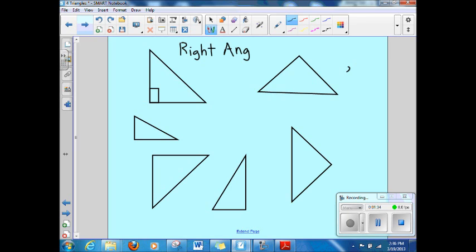Right triangle. Oops, I've got right angle there. I was going to write a right triangle. I better get that fixed up here. A right triangle. Oh, tri means 3 angles. Hey, that's cool. Right triangle. 3 angles. And one of the angles is a right angle.